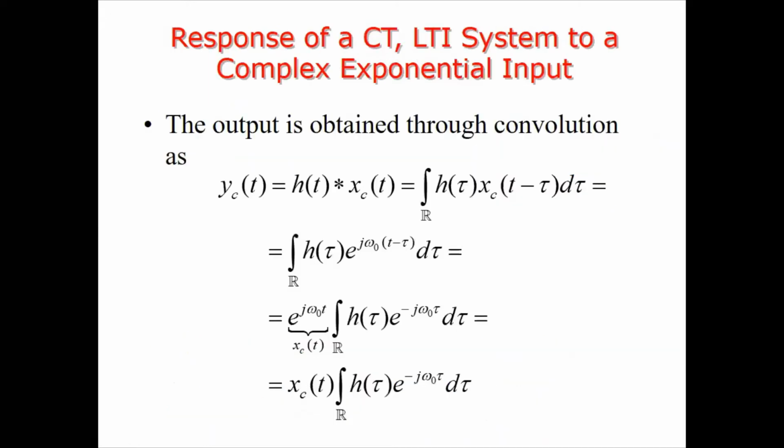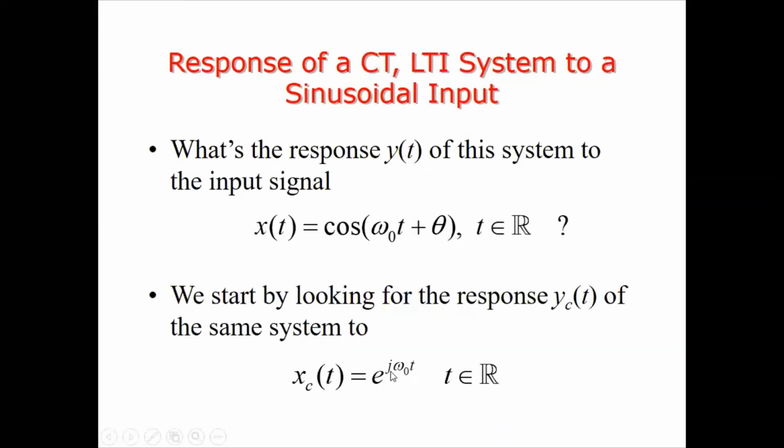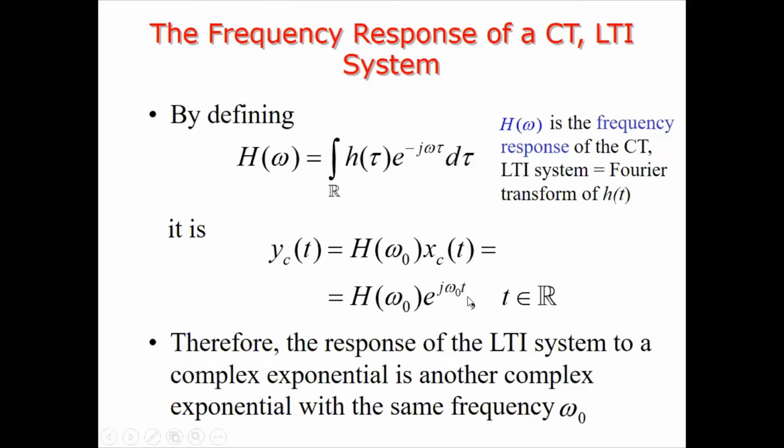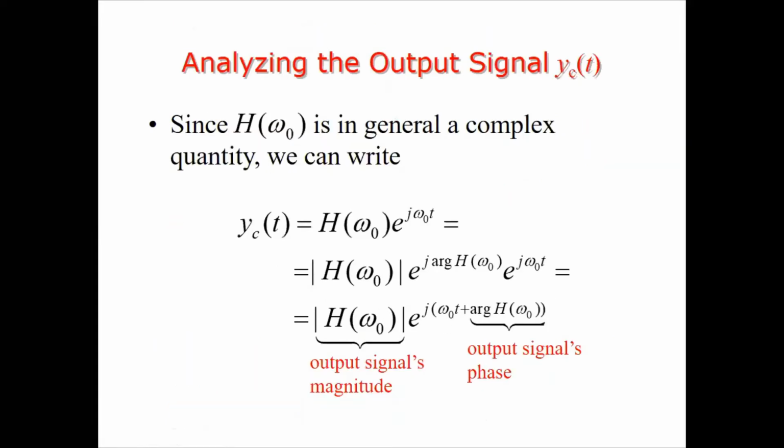Fine. So yc of t is something multiplied with a complex exponential. Our input was a complex exponential. So finally, we can conclude our output is something multiplied with a complex exponential. That something is h of omega naught here, which adds the magnitude part as well as the phase angle part. This e raised to j arg h of omega naught is nothing but the phase angle added by this particular term. That is because of h of t. So we call it the output signal's magnitude, that is the magnitude of yc of t. Then this particular term represents the phase angle of the output signal.